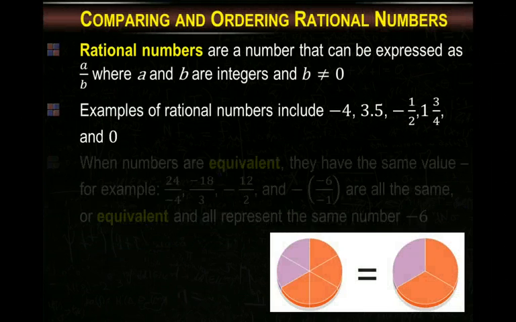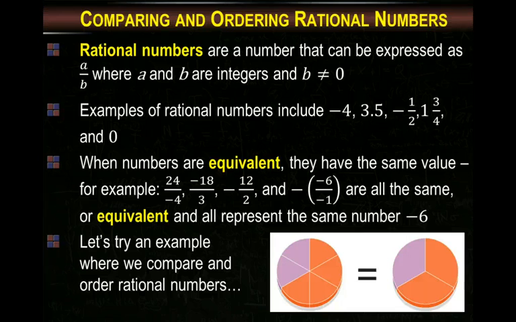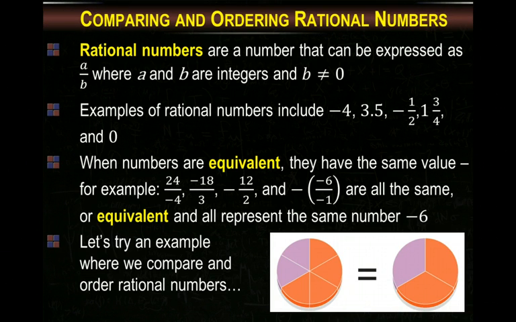Okay, so here's the formal definition of a rational number. It's a number that can be expressed as a over b, where a and b are integers, and b cannot be 0, because we can't have a number over 0. Okay? Examples of rational numbers include -4, 3.5, -1.5, 1 3/4, and 0. All of those are rational numbers. So the idea of a rational number is it's lots of different examples. Okay? When they are equivalent, they are the same.